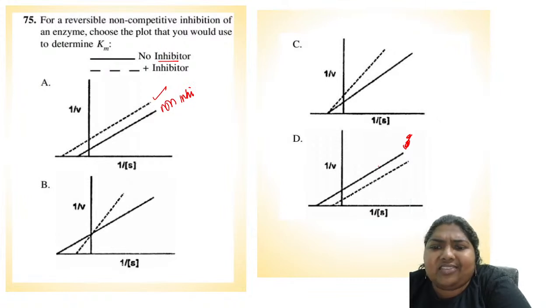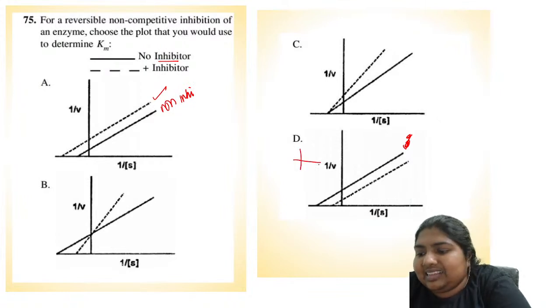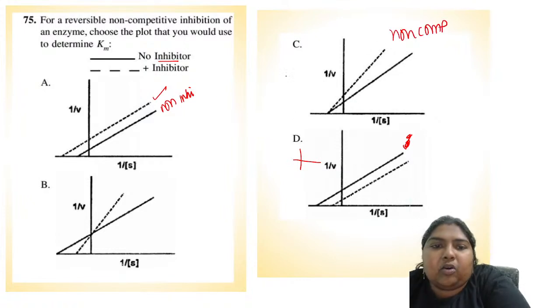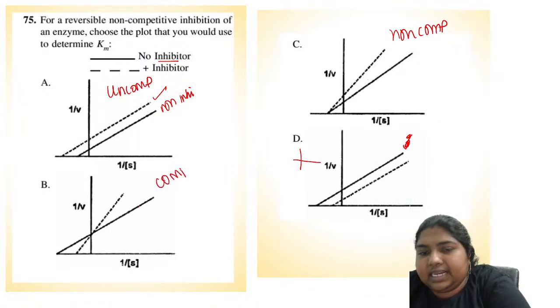So this graph is technically possible. This is not at all possible. So this is going to be the non-competitive inhibitor. This is going to be the uncompetitive inhibitor. This is going to be the competitive inhibitor, but this graph is not at all feasible. You cannot make one such graph. Got the point now? Yes, everybody?